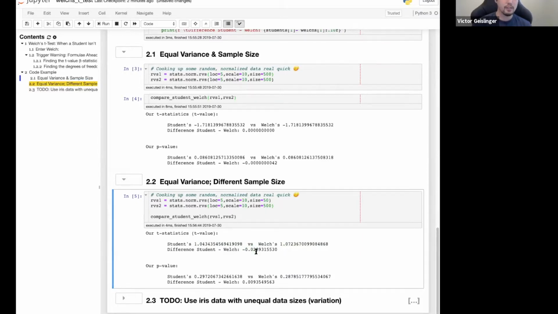Now, this should mean absolutely nothing to you because it depends on our critical value. So we can actually use the p-value that's built into this. And you can see here our p-value is about 0.0297 versus 0.0287. So you can see our p-value is off by almost 0.01. So it's a little off.